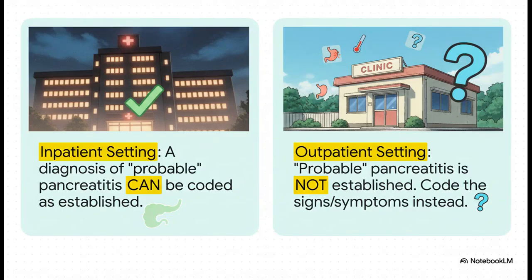Okay, listen up because this is a guaranteed question on your exam. The rules for uncertain diagnoses are completely different depending on where the patient is. In an inpatient hospital setting, if the doctor writes probable pneumonia, you go ahead and code for pneumonia. But in an outpatient clinic, probable pneumonia doesn't count. You can't code it. You have to code the signs and symptoms instead, like cough and fever. You need to get this one down cold. Inpatient probable is okay. Outpatient, it's a no-go.